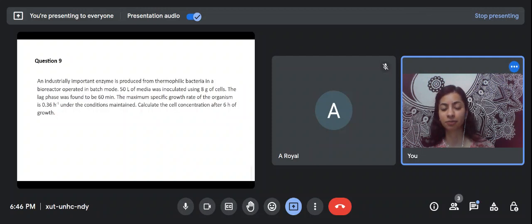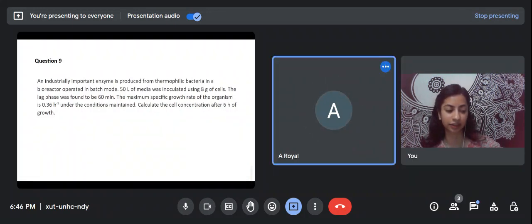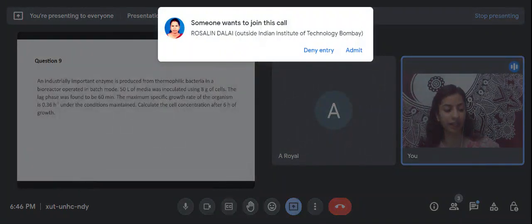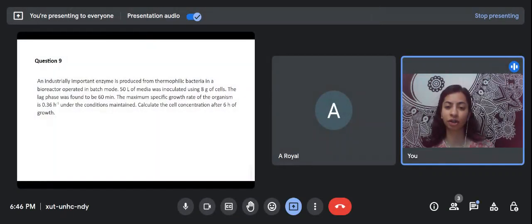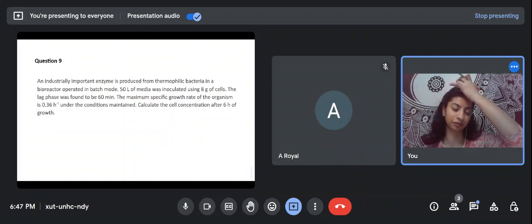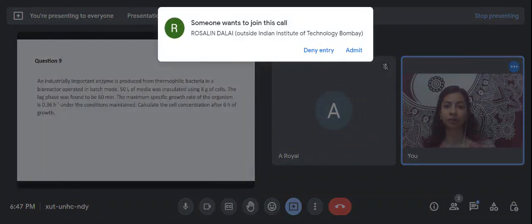An industrially important enzyme is produced from a thermophilic bacteria. Do you know what a thermophilic bacteria is? Thermophilic, mesophilic, which requires a high temperature, which prefers to grow in a high temperature. Yes. So a thermophilic bacteria in a bioreactor operating in batch mode. 50 liters of media was inoculated using 8 grams of cells. So the amount of cells you have is 8 by 50, right? That is the amount of cells per liter in that batch mode.